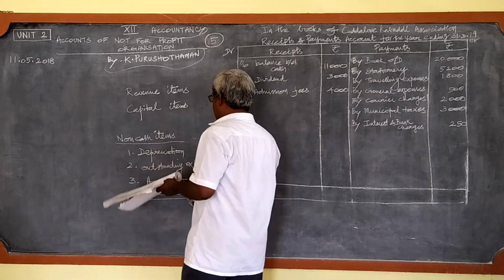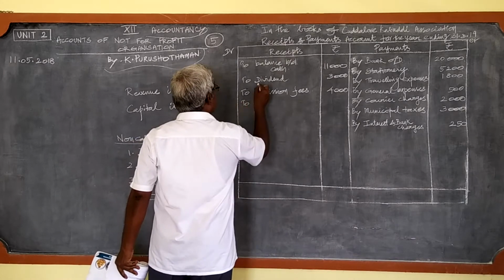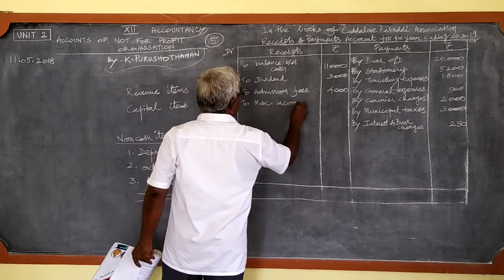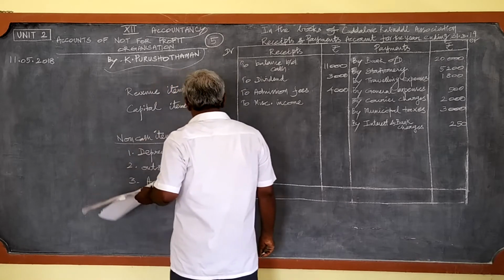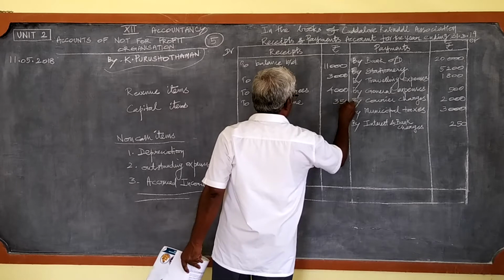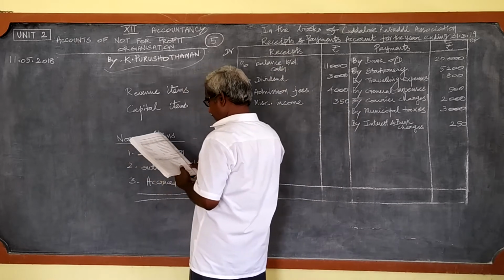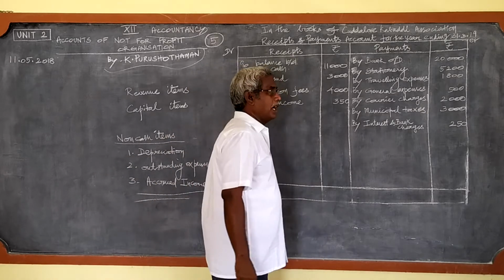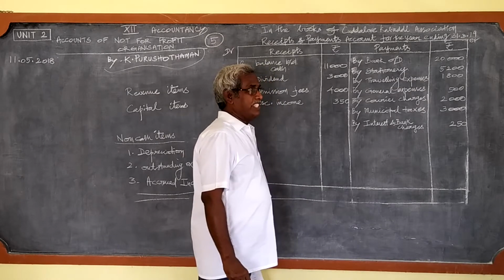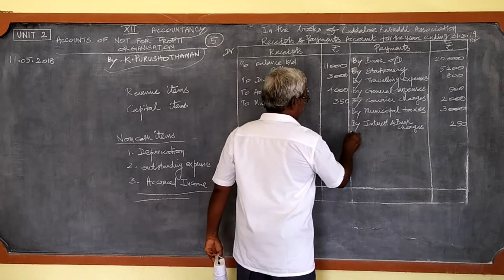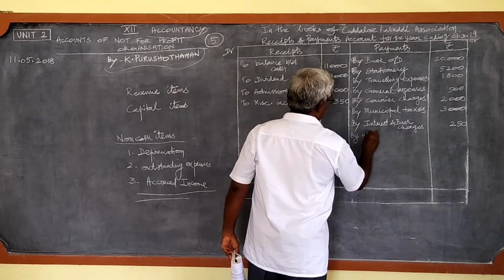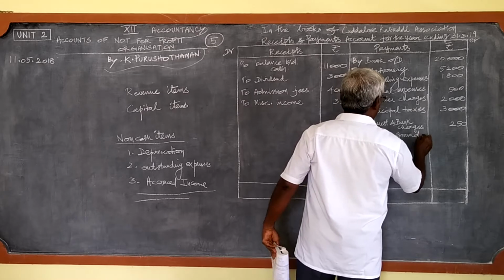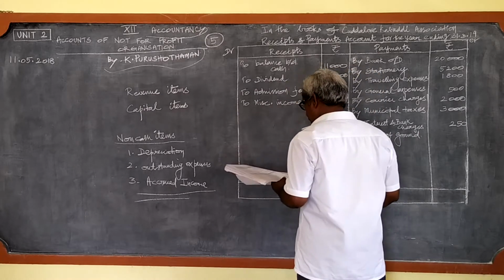Then the miscellaneous income is given, therefore it is on the receipt side. Miscellaneous income 350. Upkeep of ground. What do you mean by upkeep? Upkeep means maintenance here. Maintenance of ground. Therefore, it is an expense, by upkeep of ground 550.